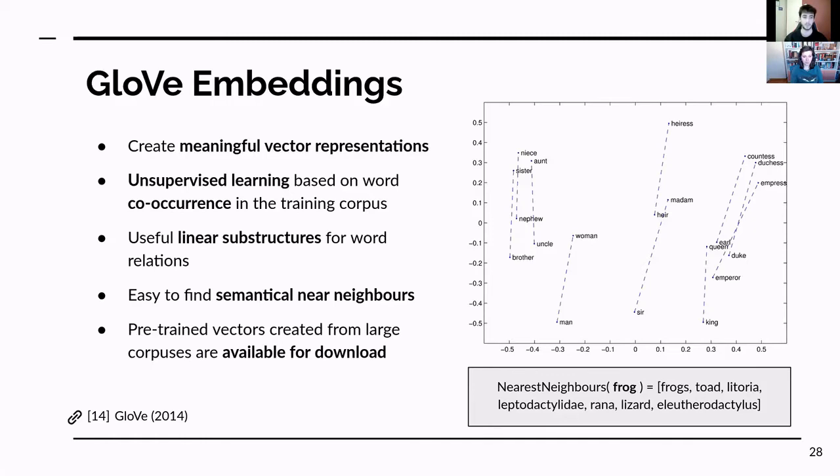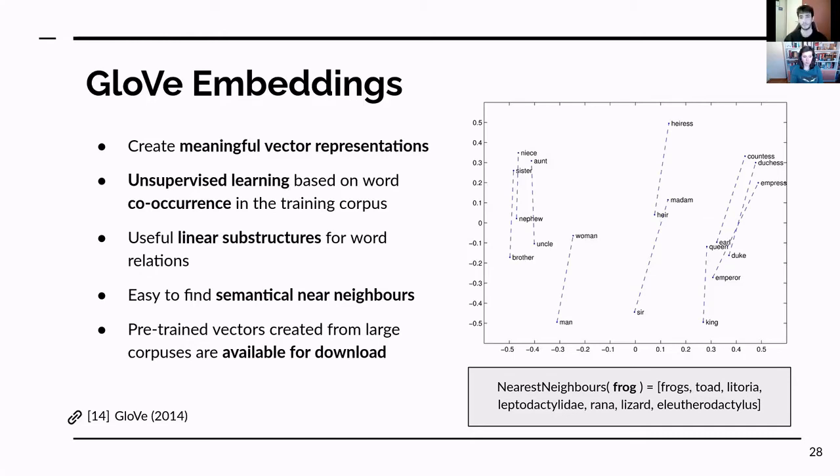Some very interesting features of GloVe is that it creates linear substructures that represent word relations. So in this example, we can see that the words man and woman have similar substructures to the words king and queen. And it is also very easy to find semantic near neighbors. So for example, if we wanted to find neighbors of the word frog, we would get even very rare and specific or scientific words, such as the ones we see at the bottom right.